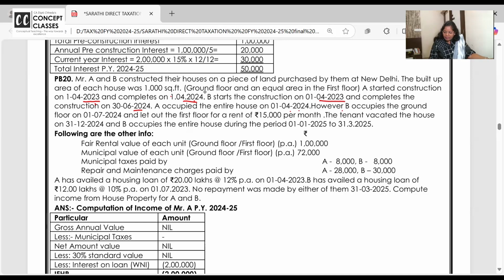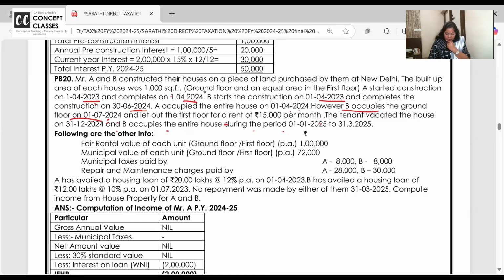However, B occupied the ground floor in July and let out the first floor. The tenant vacated the house in December and B occupies the entire house. Okay, see what is there in B's case. He occupies the ground floor in July 24. Why July 24? Because construction was only completed in June 24, so in July 24 he occupied the house.